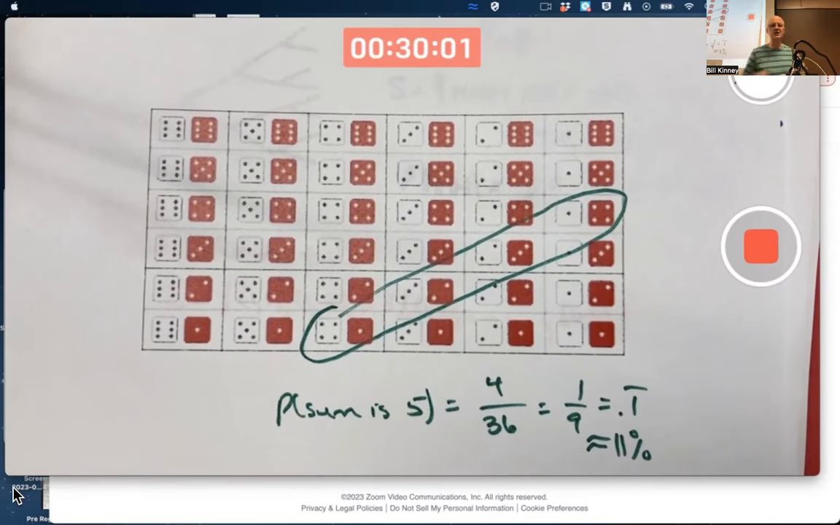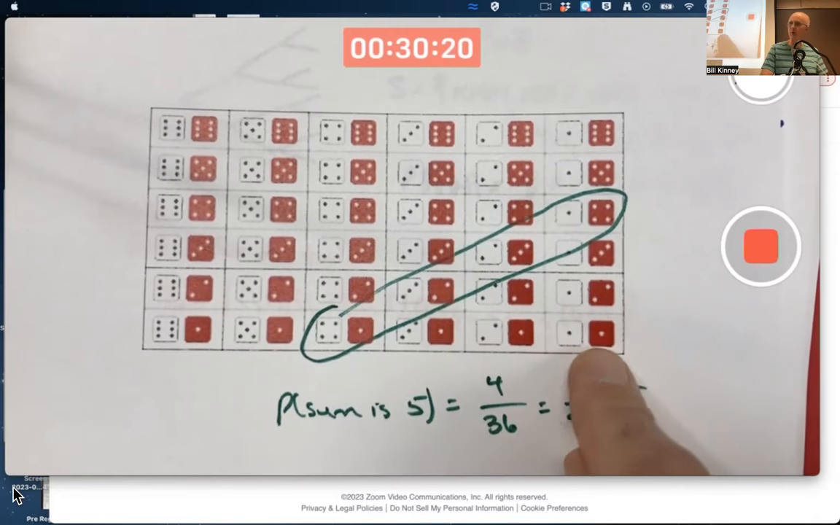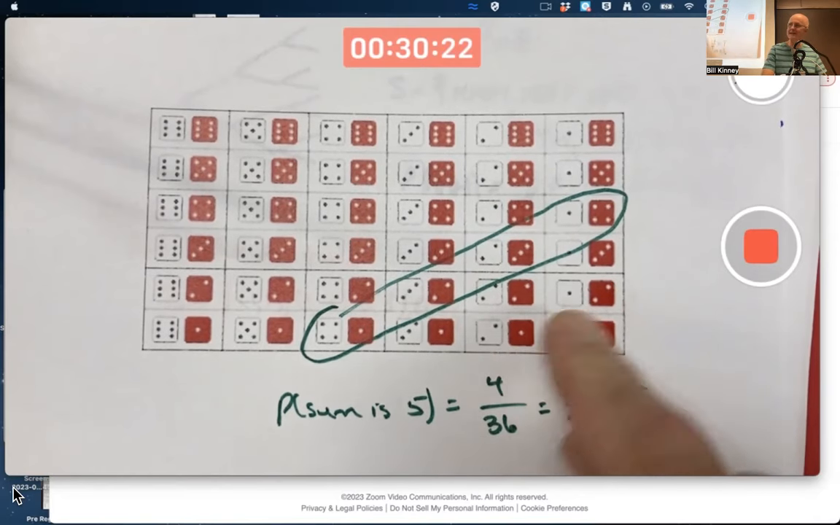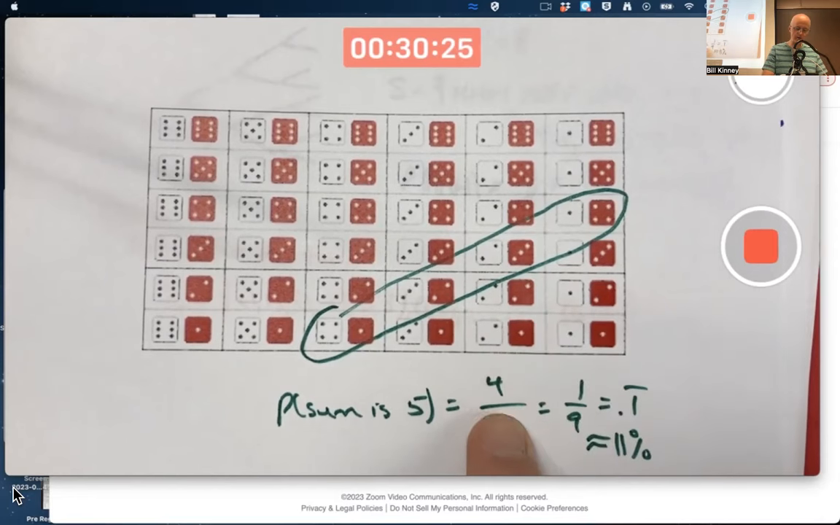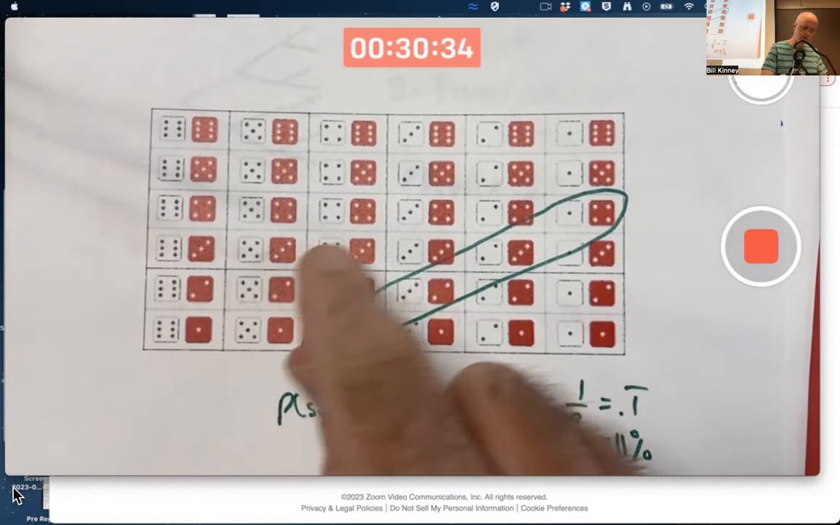You could ask for strange kinds of compound events. You could ask, what's the probability that the sum is a prime number? 2, 3, 5, 7, and 11, I guess. 5 prime numbers between 2 and 12. Only one way to get a sum of 2. 2 ways to get a sum of 3. We've just found 4 ways to get a sum of 5. So that's up to 7 outcomes. How many ways of getting a sum of 7? 6 of them. 1, 2, 3, 4, 5, 6.